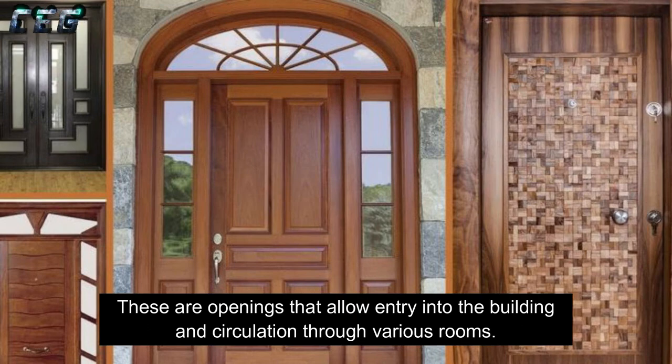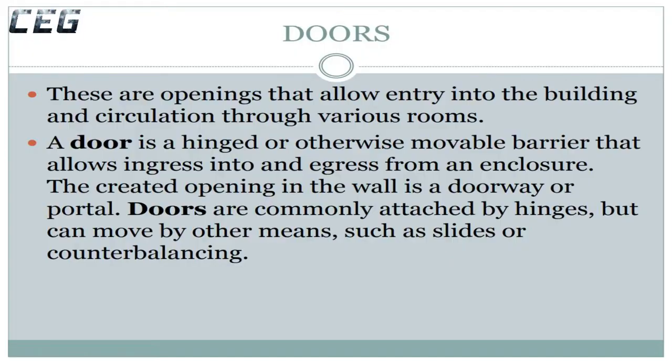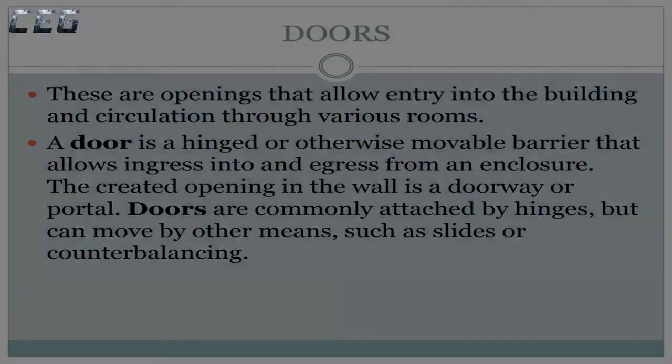Doors. These are openings that allow entry into the building and circulation through various rooms. A door is a hinged or otherwise movable barrier that allows ingress into and egress from an enclosure. The created opening in the wall is a doorway or portal. Doors are commonly attached by hinges, but can move by other means, such as slides or counterbalancing.